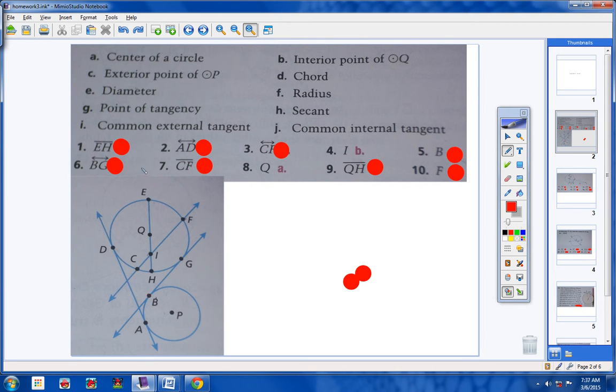Let's look at our list here and see. B or F? Well, it can't be B because B's on circle P. So it must be F. So F is letter C.